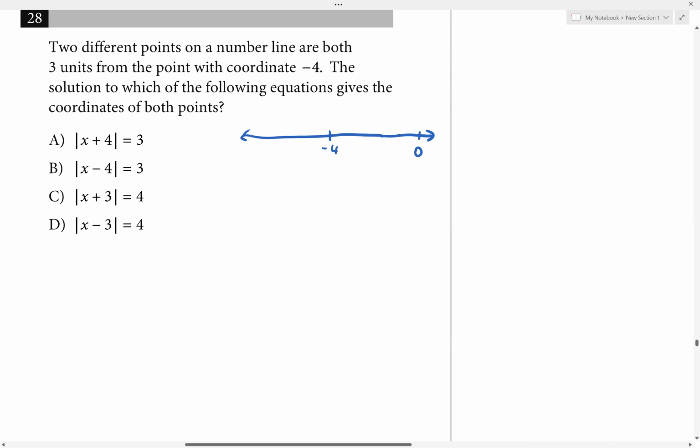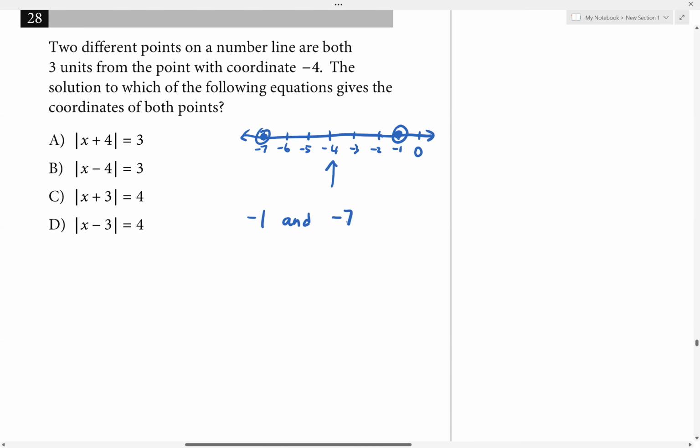So let's just quickly mark this, right? So -5, -6, -7. Okay, so here is -4, and then the two numbers are 3 units away from the middle. So it's going to be 1, 2, 3 away. So we should have a number at -1, right? That's 3 away from -4. And then we can also go the other way. It should be at -7 for the other number. So the two numbers that we're talking about are -1 and -7.